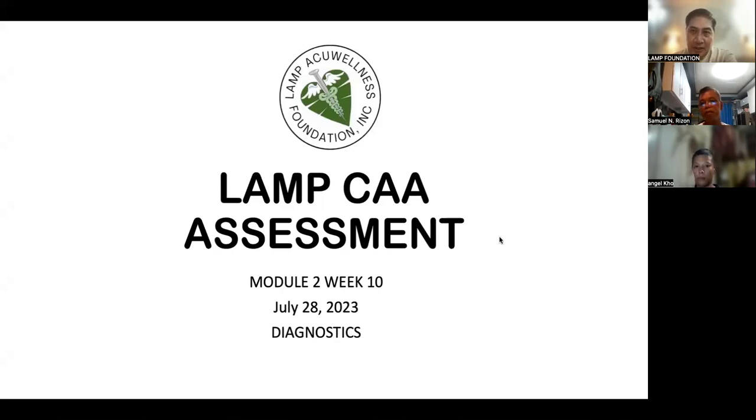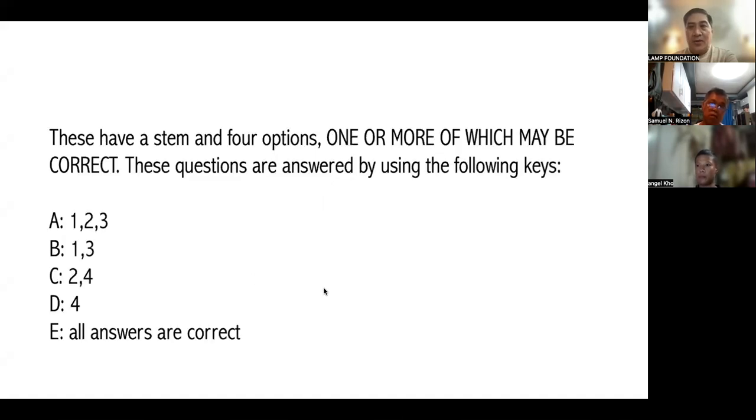We are now on our final week, week 10 of Module 2. Next week, we shall start with a new module. It's all about pattern differentiation. This is about mastery of diagnostic patterns or syndromes, no? Okay, so I hope everybody is prepared. And for tonight, I'm sure nobody will commit a mistake tonight.